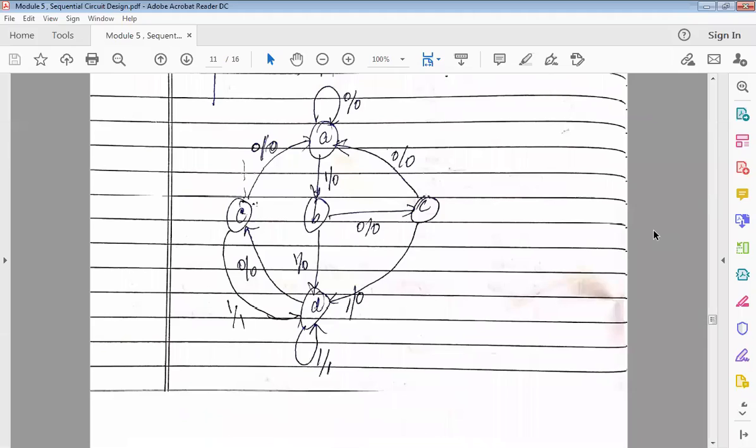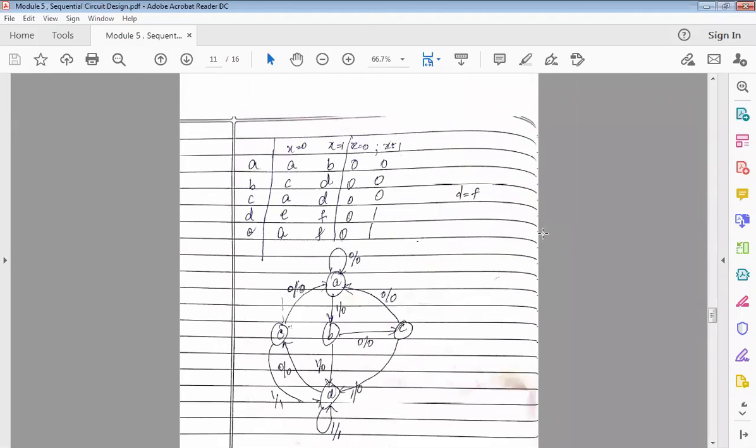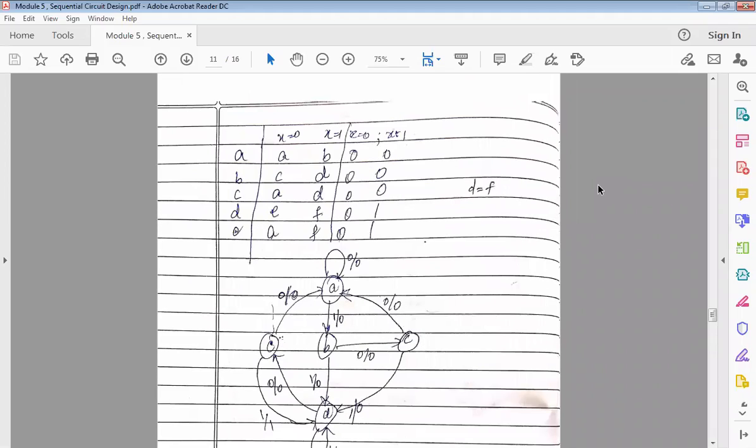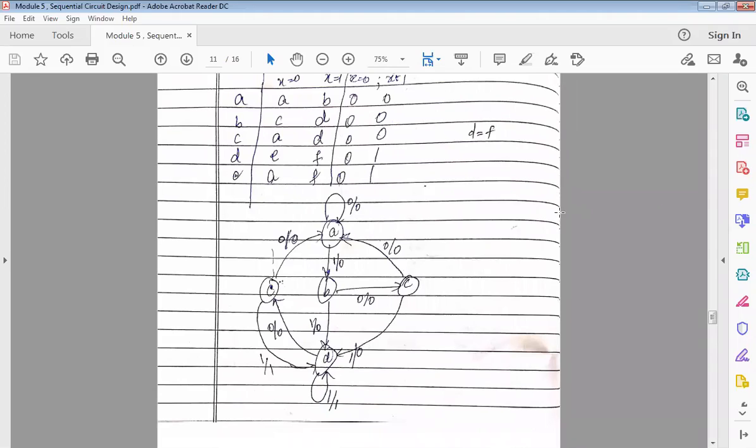But do you all want me to explain how the state diagram is drawn? Students, do you want me to explain about the state graph? No, sir. It's fine, right? Yes, sir. Okay.